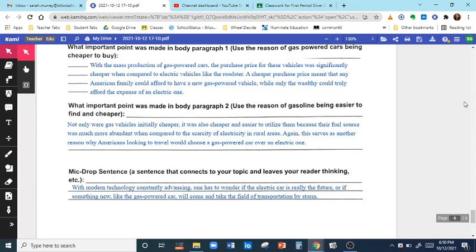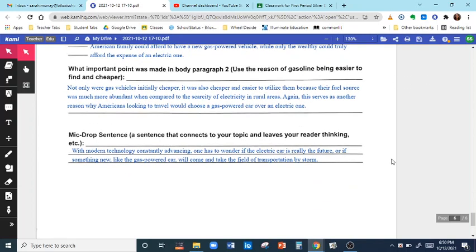What important point was made in body paragraph 2? Use the reason of gasoline being easier to find and cheaper. "Not only were gas vehicles initially cheaper, it was also cheaper and easier to utilize them because their fuel source was much more abundant when compared to the scarcity of electricity in rural areas. Again, this serves as another reason why Americans looking to travel would choose a gas-powered car over an electric one."